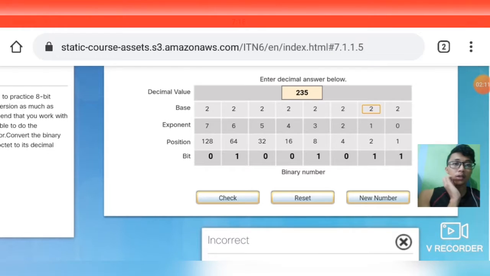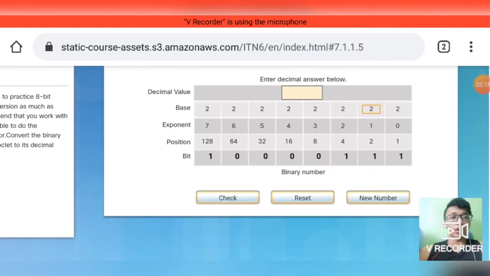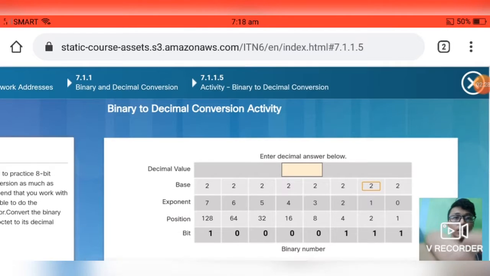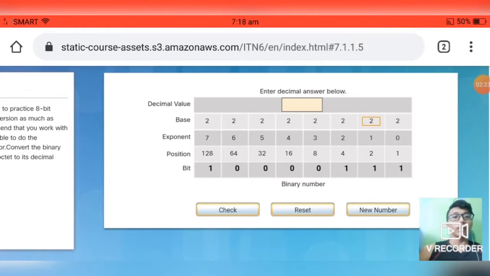So we're going to check it. Incorrect. So we have to try a new number. We have to try a new number for us to master this kind of binary to decimal conversion. So we have here the 128 plus 4 plus 2 plus 1.